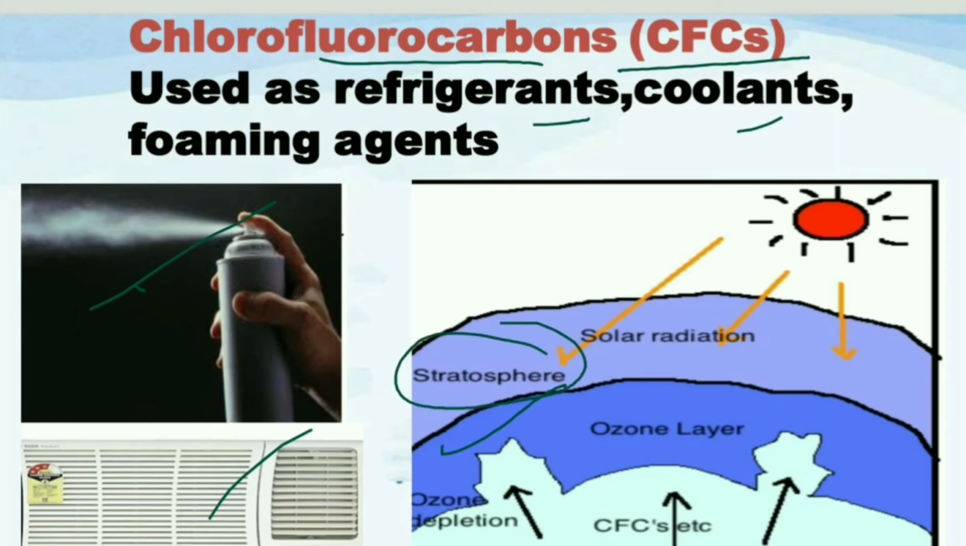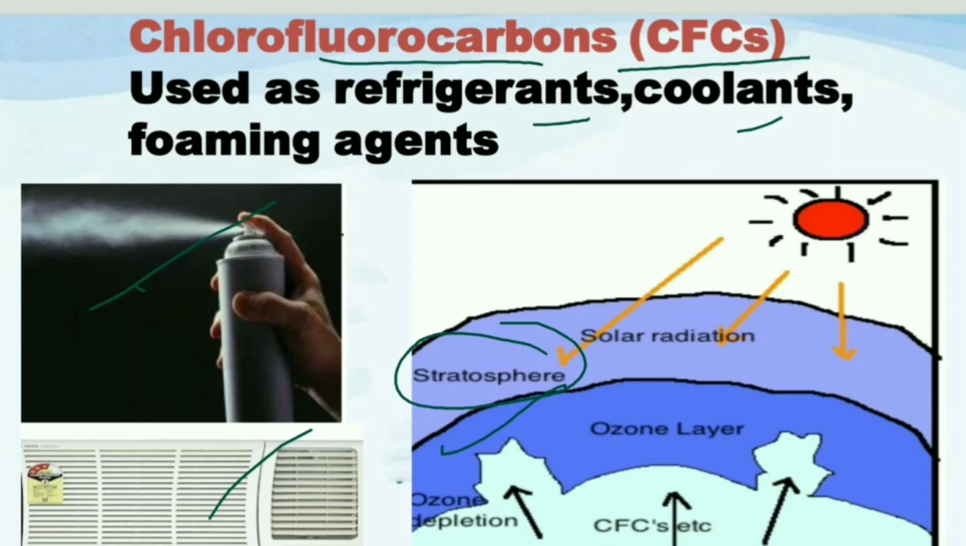And when these compounds like CFC reach the stratosphere, they decompose the ozone layer to oxygen and cause the thinning of this layer, which we call the ozone hole or ozone depletion. This ozone layer has a very important role in preventing the harmful ultraviolet radiation from the sun from reaching the earth.